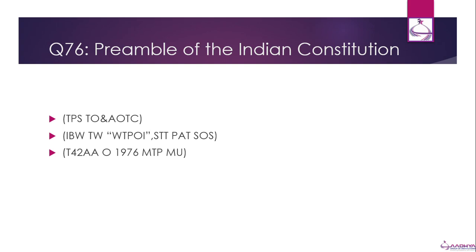Preamble of the Indian Constitution. The preamble states the objectives and aims of the Constitution. It begins with the words, "We the people of India," showing that the people are the source of sovereignty. The 42nd Amendment Act of 1976 made the preamble more universal.